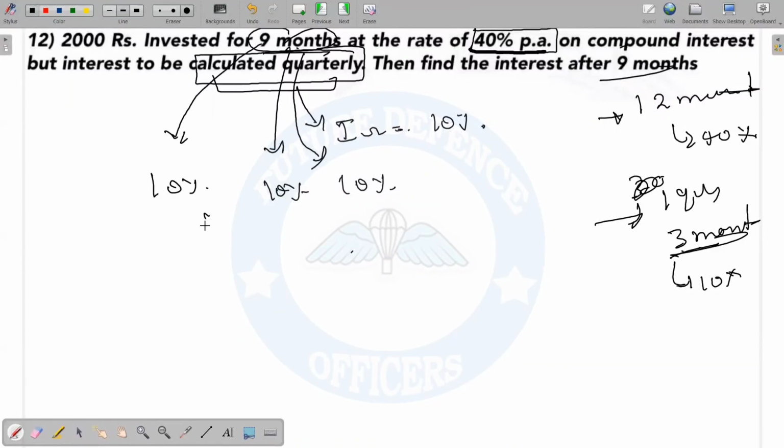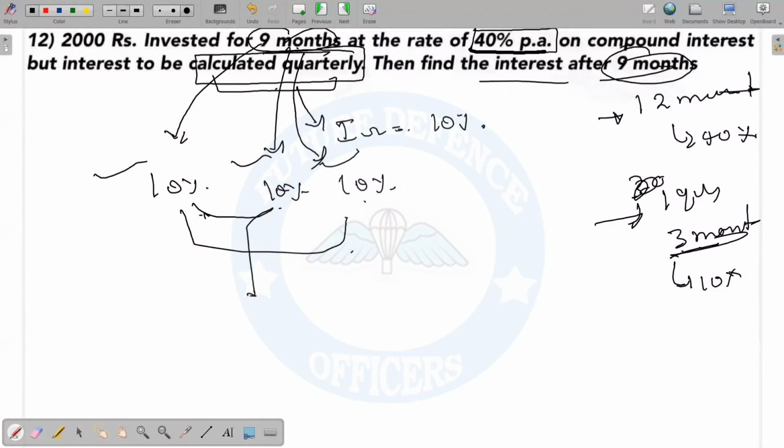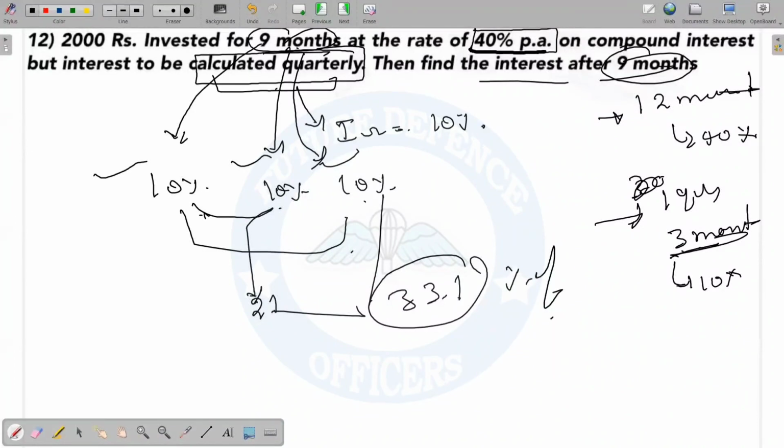Because we are calculating quarterly, you can compare the question like this: the interest is for 3 years at 10% interest rate, because for that quarter the interest is 10%, for the next quarter 10%, next quarter 10%. So find the interest after 9 months. Merge these 10%, 10%, 10%. If you merge the first two, you will get 21. Then merge this with the next, you will get 33.1%. So 33.1% of 2000, if you calculate this, you get 661 rupees. 661 rupees will be the interest on this amount.